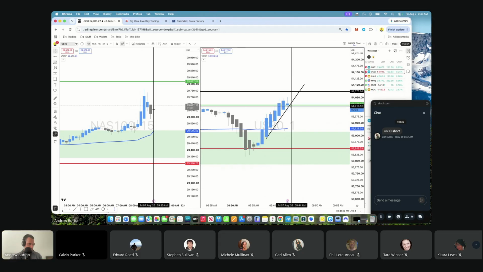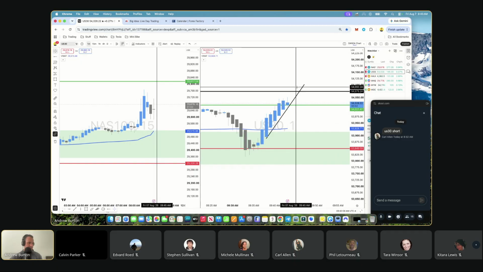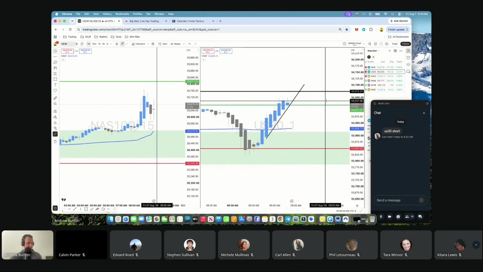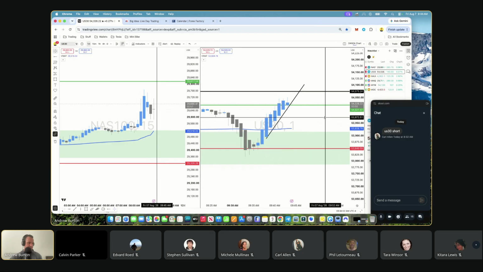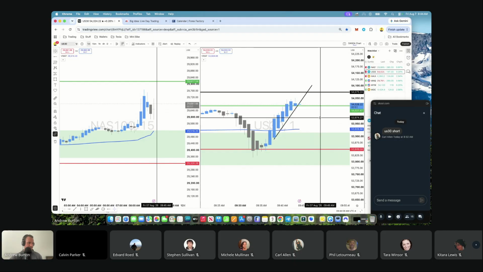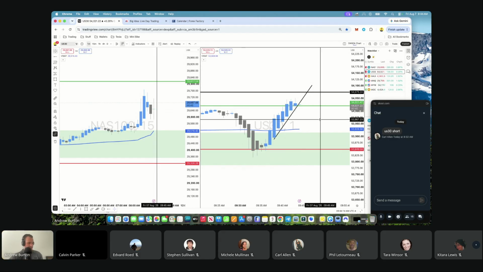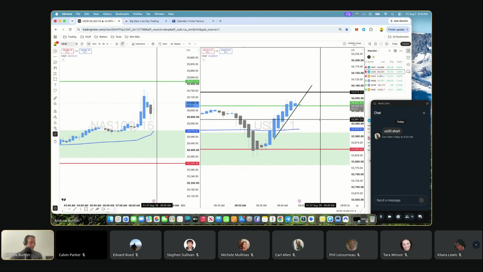So let's kind of cross our fingers and hope that it finds some support and goes up. And hopefully this is a new range that it decides to go in. But we'll have to wait and see. It's just crazy. Every time it gives us an entry, it just has a pullback. Yeah, it's not that nice lately.